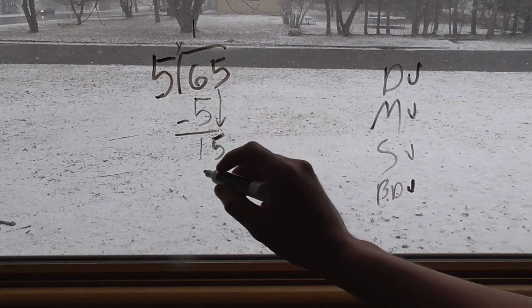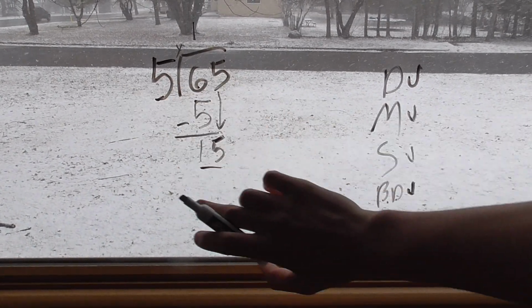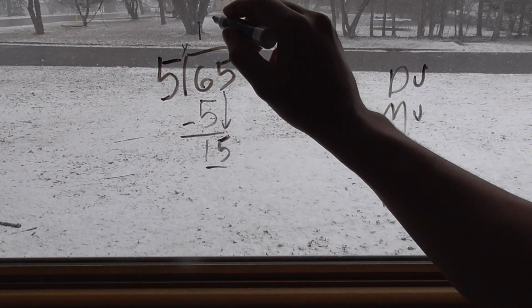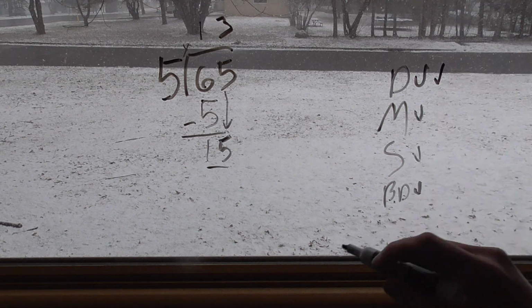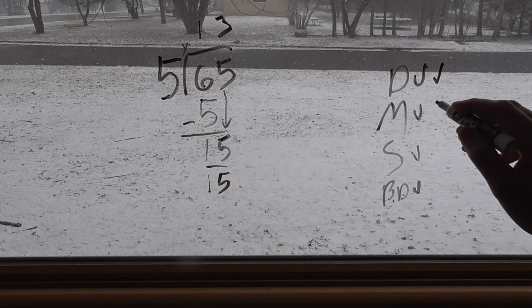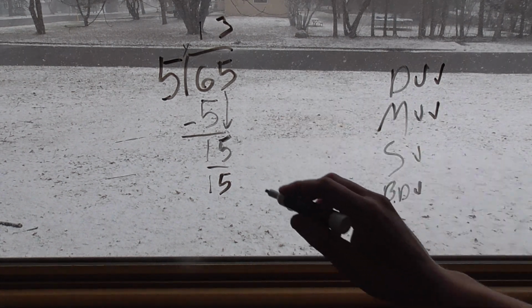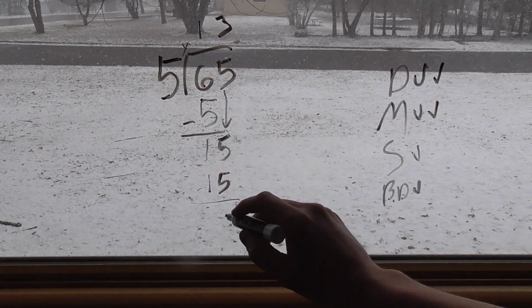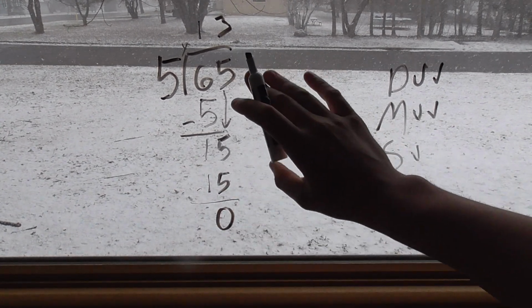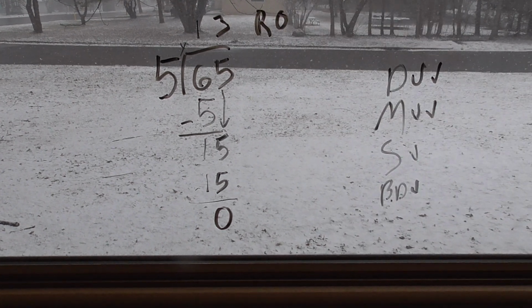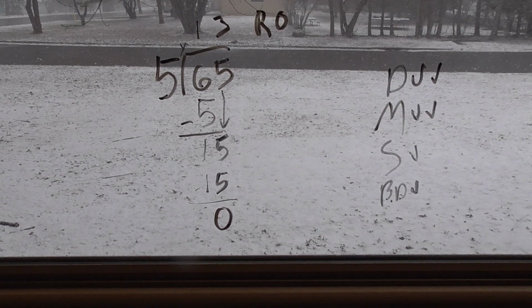This time we're going 5 into 15. How many times does 5 go into 15? Well, that one goes exactly 3 times. Check. 3 times 5 is 15. Check. Subtract. 15 minus 15 is 0. We have nothing left to bring down, so you have a remainder of 0. So you can put it up here, but it's not necessary. Remainder of 0.